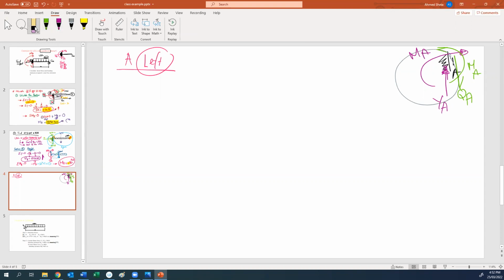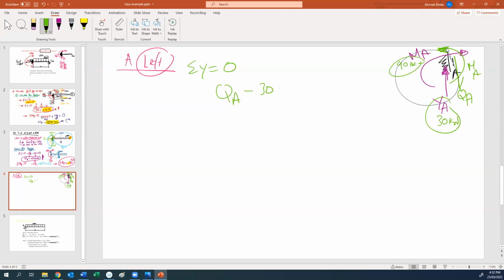Do you accept this one? So we will have shear and a moment at A. If we know YA is 30 kilonewton up, and we know MA is 90 kilonewton meter, and we apply summation Y equal to 0, then QA minus 30 kilonewton should be 0. So QA should be 30 kilonewton.